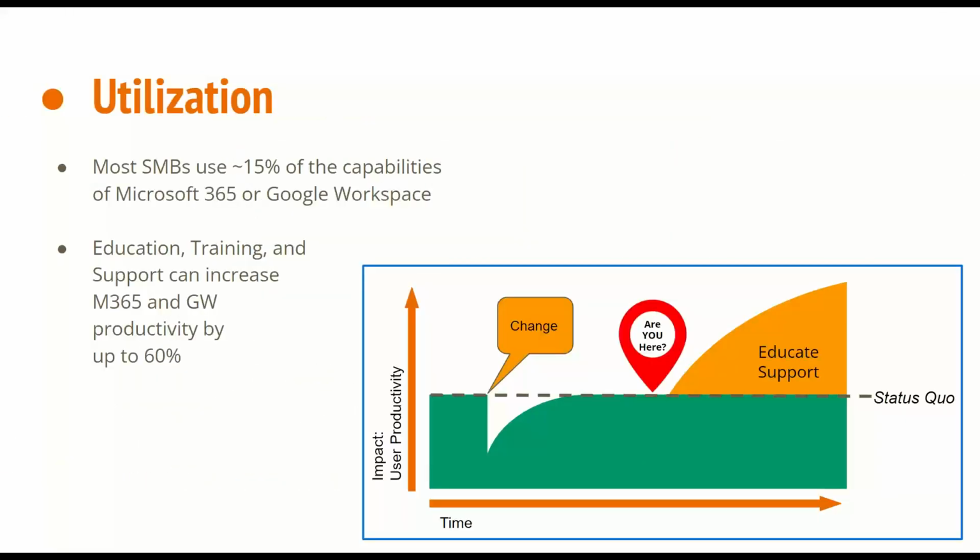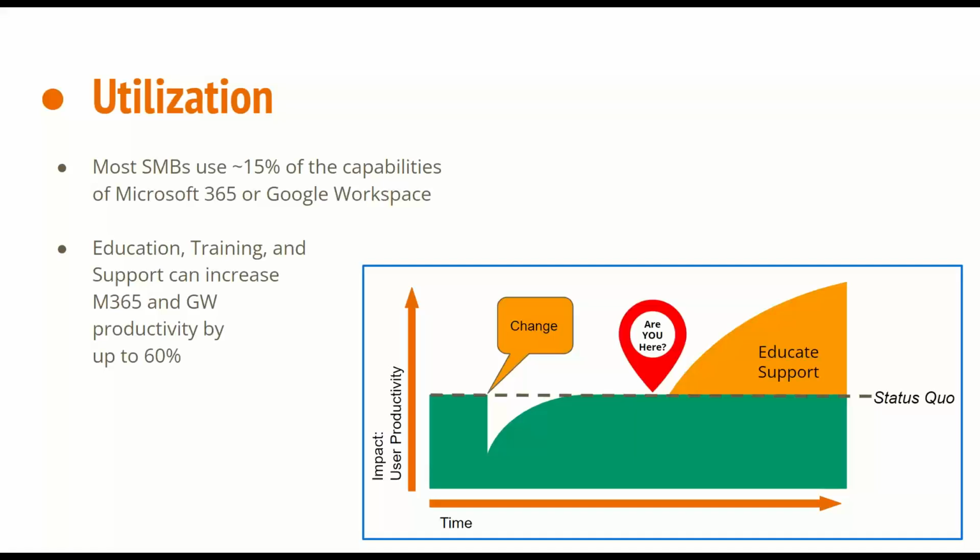And finally, number 7, utilization. Multiple studies have shown that most businesses, particularly small and mid-sized businesses, only use about 15% of the capabilities of Microsoft 365 and Google Workspace. It's not because we don't want to, but it's sort of what happens when we've got the change curve here, right?